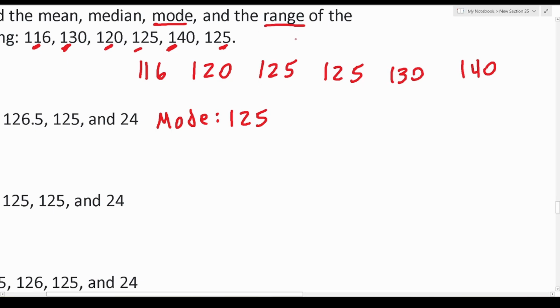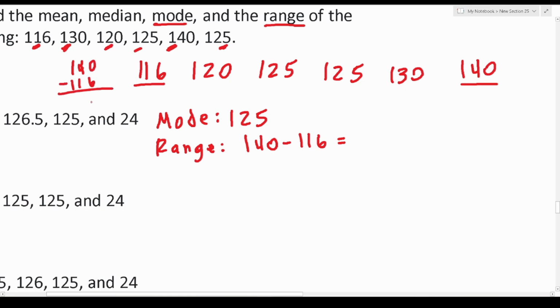Range is pretty easy to do. You take the biggest term and you subtract the smallest term. And if you arrange them from least to greatest, that means you're subtracting this one by this one. So range is biggest minus smallest, which is 140 minus 116. Again, you could do this mentally if you wanted to, but on the ASVAB you don't want to make those little mistakes that are going to cost you an easy question like this. So this is 140 minus 116.